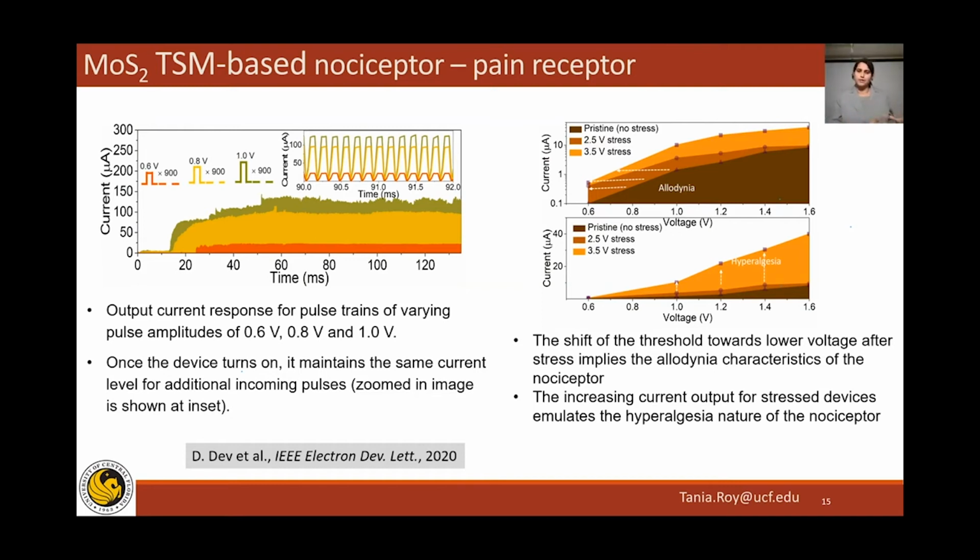So this device, just as an aside, can be used as a pain receptor as well, which can be used as a sensor system in a humanoid robot.